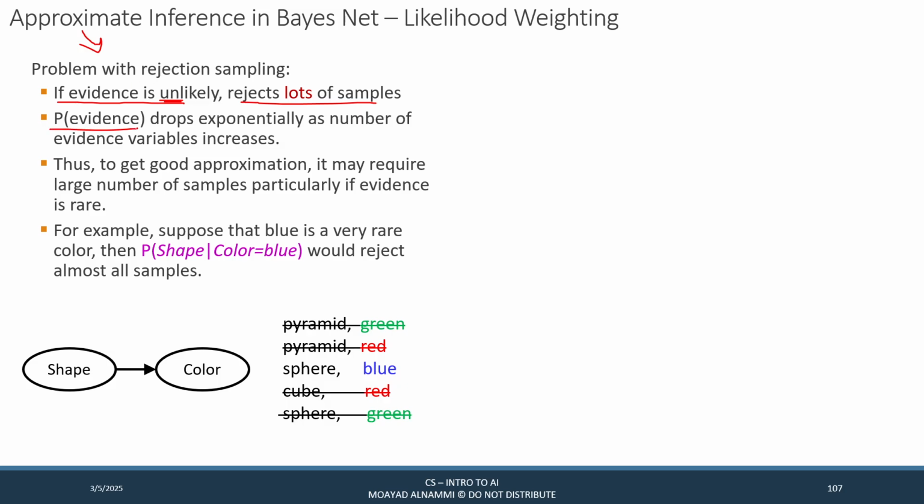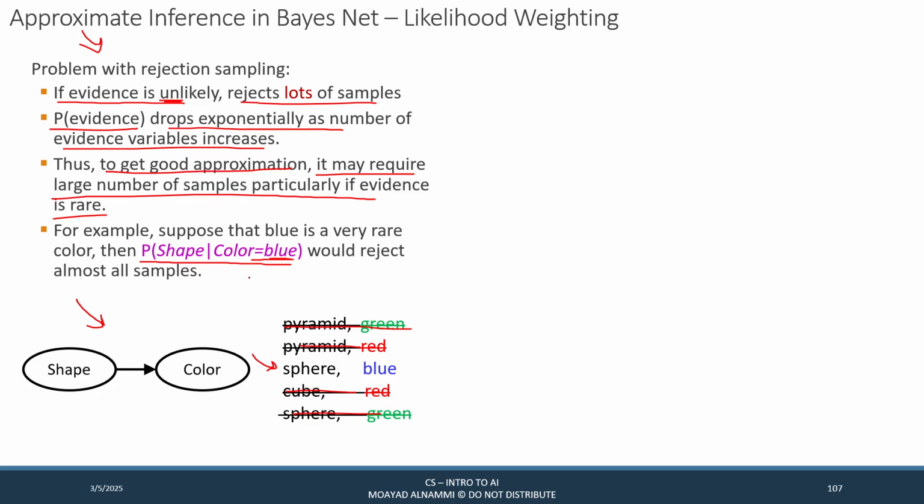And so the probability of the evidence drops exponentially as the number of evidence variables increases. This makes sense, right? If you have a lot of evidence variables, the likelihood for it is going to drop. So to get a good approximation, it may require a large number of samples, particularly if the evidence is rare. Just as an example, imagine you had a very simple Bayesian network, and you're trying to approximate the probability of shape given that the color is blue. But let's say that the color being blue is very rare. With rejection sampling, you're going to reject a lot of samples, and you're going to have very few samples consistent with the evidence. And so your approximation is not going to be that great.